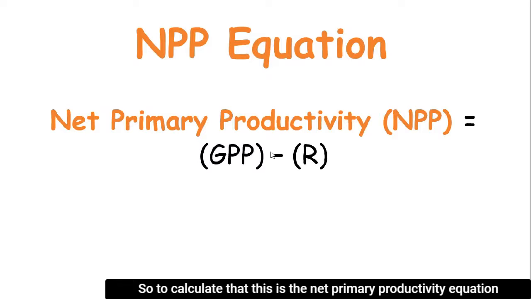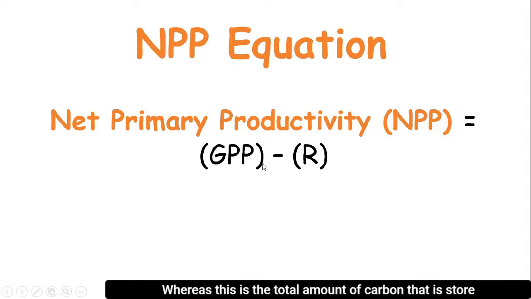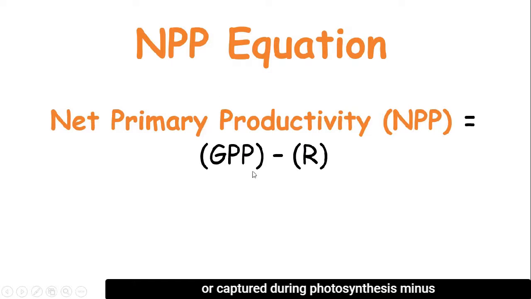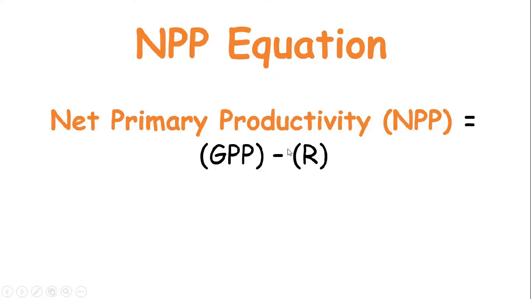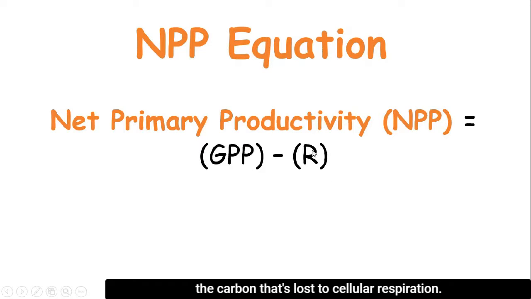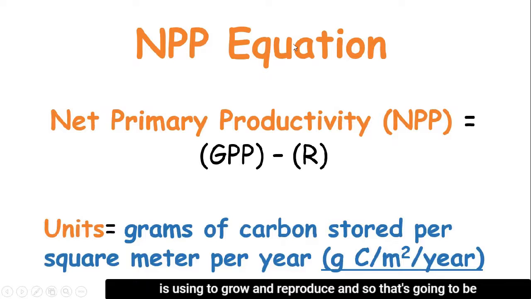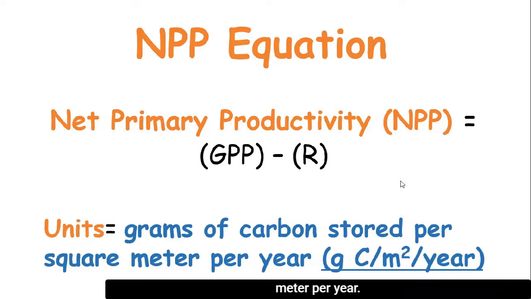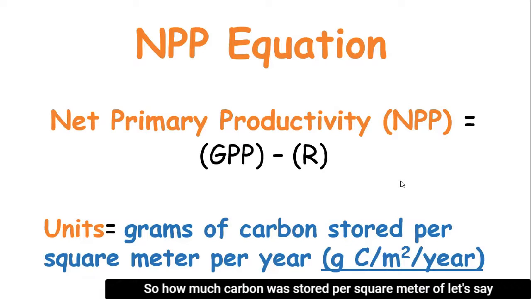So to help calculate that, this is the net primary productivity equation. Looks very similar to your net pay equation, whereas this is the total amount of carbon that is captured or made during photosynthesis minus the carbon that's lost to cellular respiration. The difference between the two is actually how much the plant is using to grow and reproduce. And so that's going to be represented, their units is grams of carbon stored per square meter per year. So, how much carbon was stored per square meter of, let's say, a forest per year due to photosynthesis?